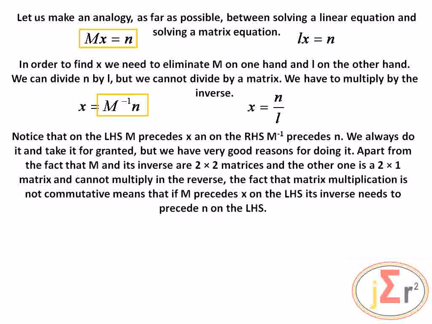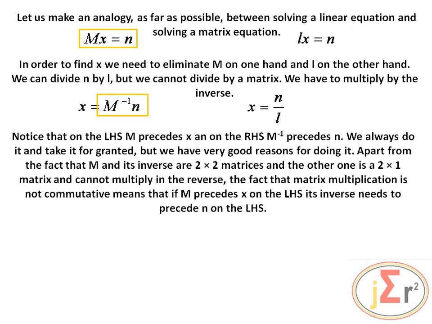Notice that on the left hand side, m precedes x. And on the right hand side, m inverse precedes n. So m precedes x here, and m inverse precedes n. That is how we have it. We always do it and take it for granted, but we have a very good reason for doing it. The fact that matrix multiplication is not commutative means that if m precedes x on the left hand side, its inverse needs to precede n on the left hand side.